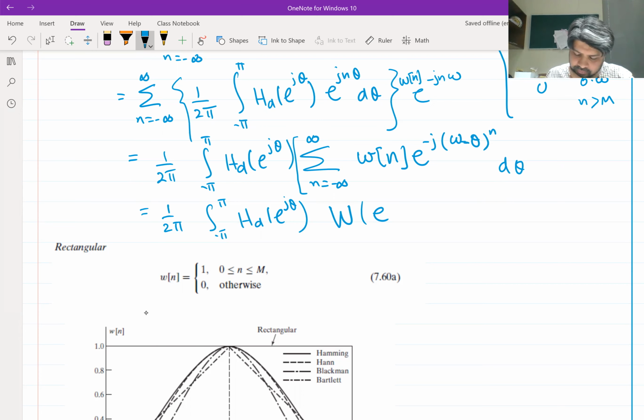And now it makes sense, because before that it was difficult to judge what it would be. So it would be what? It's simply e to the power j omega minus theta. It's just a Fourier transform, a discrete time Fourier transform of w of n, where omega has been replaced by omega minus theta. Can we say this? Yes sir. d theta.